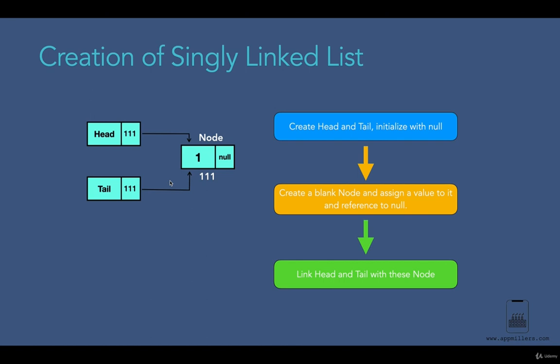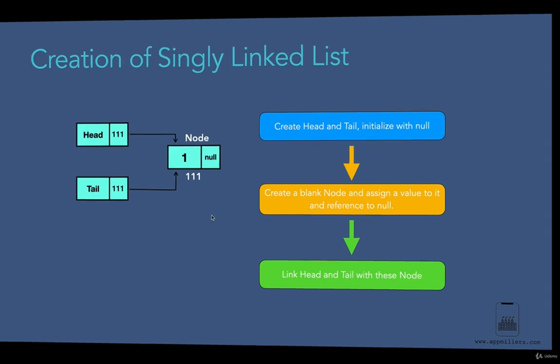In step 1, we create head and tail with null references. In step 2, we create a node with reference null and initialize the data to it. And in step 3, we are linking head and tail to this node that we created. So this is how we are creating a single linked list in which we have only one node. Based on this logic, let's switch to Java and implement this logic in practice.